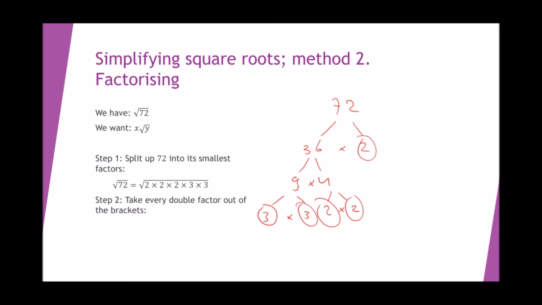Now the next step is to take every double factor out of the bracket. So we've got double 2's, double 3's, and then we just have this 2 left. So I'm going to take a 2 out and I'm going to take a 3 out. Every double becomes 1.